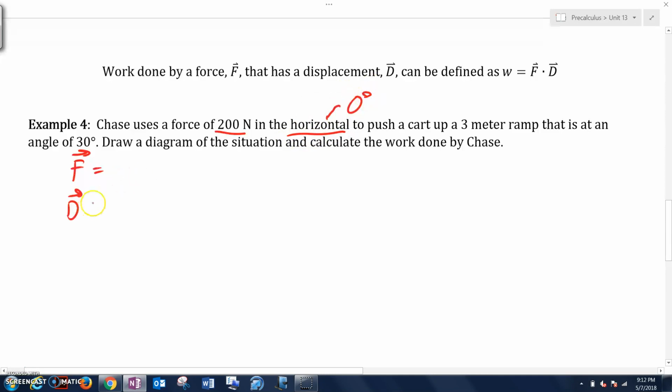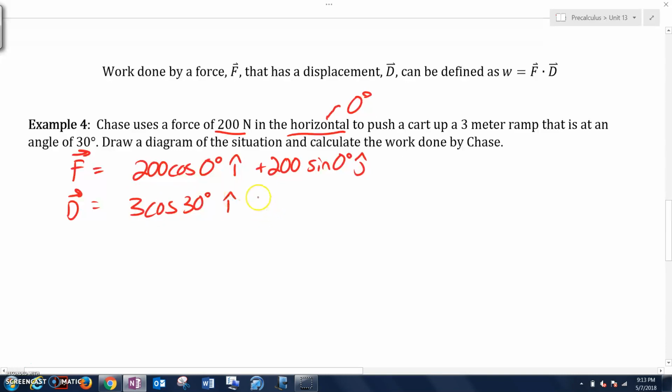So if you remember correctly from the last couple lessons, to componentize a force, you have to take the magnitude, cosine the angle, that's in the i direction, and the magnitude, sine of the angle, in the j direction. Now this one is saying that the displacement's going up, it's going 3 meters, but at an angle of 30. So we have to componentize that. So we will do 3 cosine 30 and 3 sine 30.